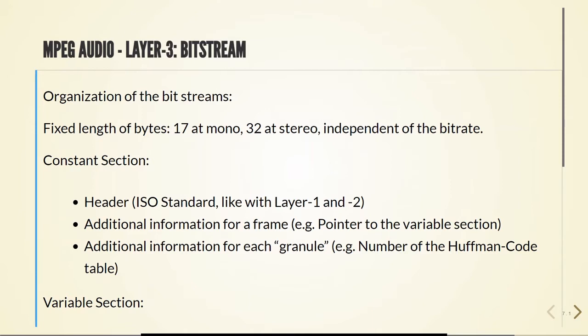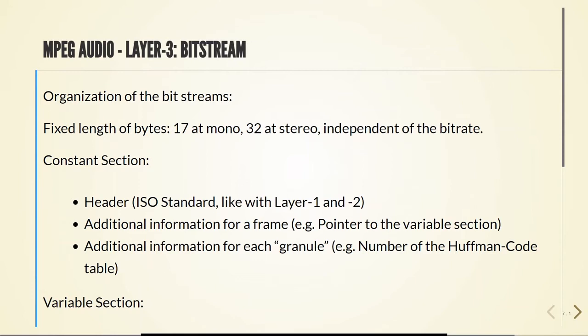The side information can be either 17 bytes if it's a single channel or 32 bytes if it's a dual channel, and the side information always immediately follows the header, and basically contains all the relevant information to decode the main data. For example, it contains the main data beginning pointer, the scale factor selection information, the Huffman table information for both the granules, and so on.